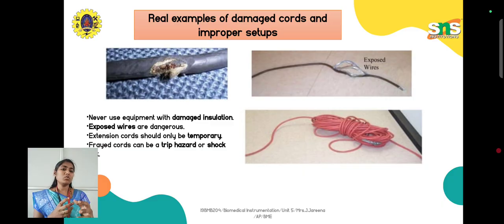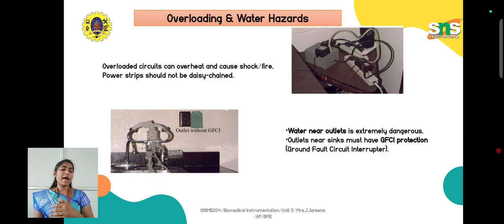Using exposed wires is not encouraged. And also the extension cord: if you are using it in a case of emergency, it's fine. But if you use an extension cord with too many long wires, it will drop the efficiency of the equipment. So the extension cord should not be used for permanent cases. We have to go with a separate junction box kind of thing. These are a few examples, and I also have another slide with two other examples, that is overloading cases and water hazard cases of electric shock.